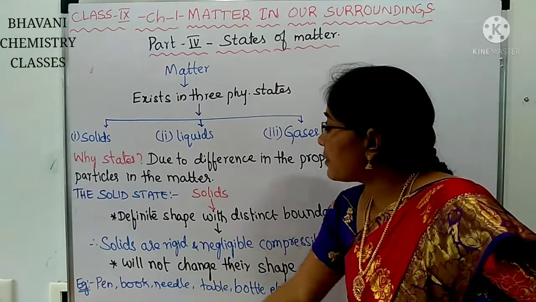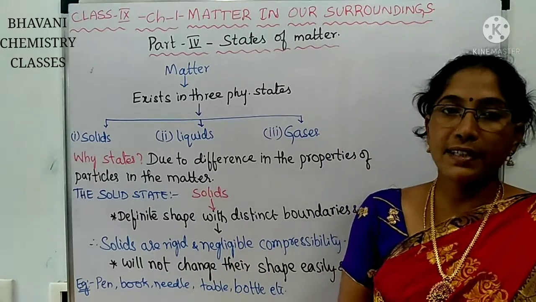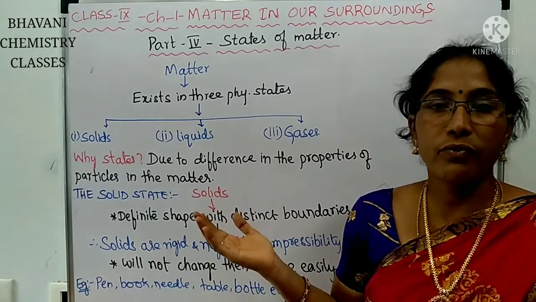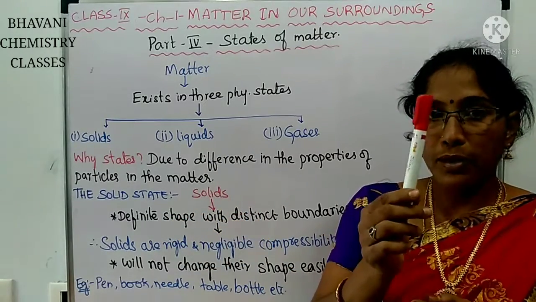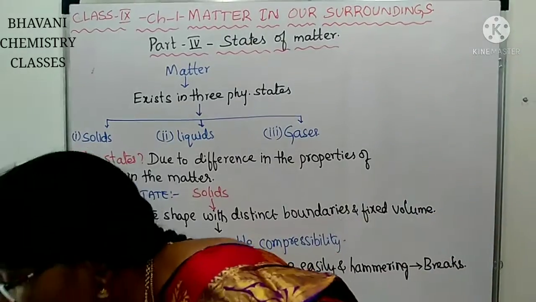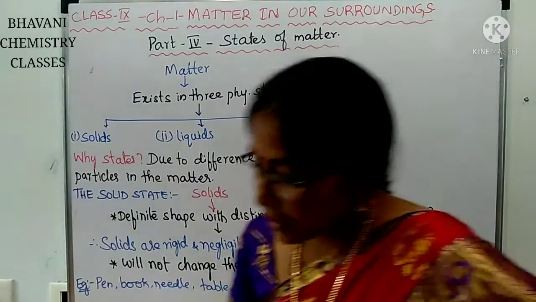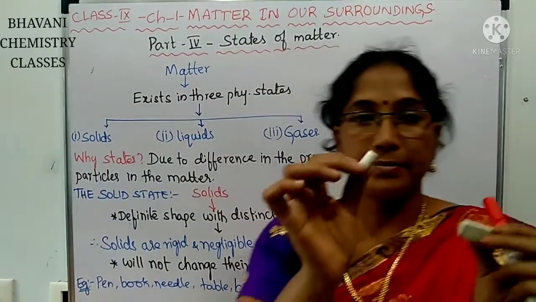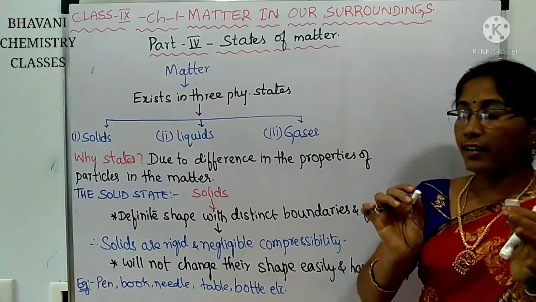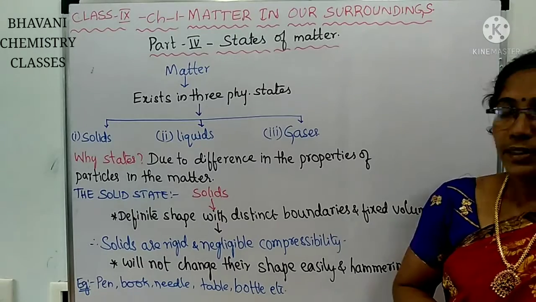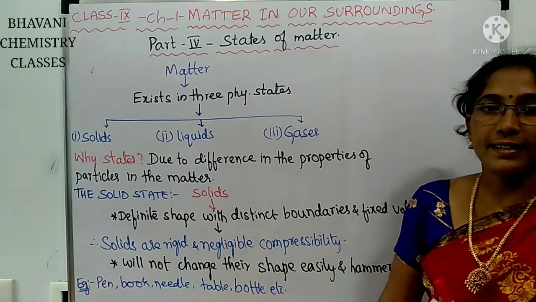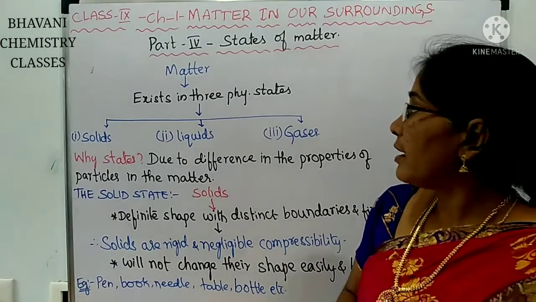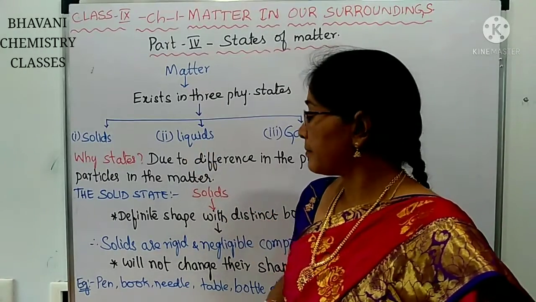Next is examples for solids. What are the examples for solids? So many examples we will find in our surroundings. Suppose pen or a notebook or eraser or piece of chalk. These are all the examples. Table or water bottle, etc. These are the examples for solids. Now let us know about the liquids.